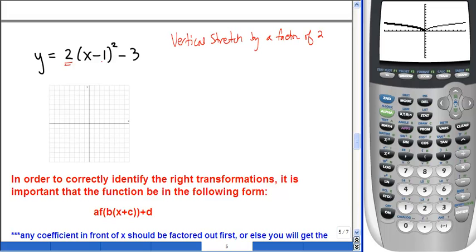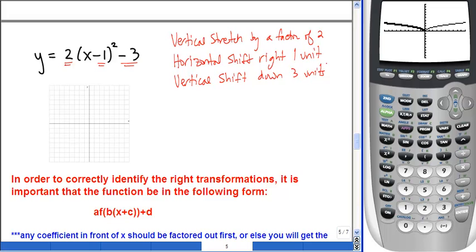The -1 on the inside, remember, if it's on the inside, that's horizontal. So this is going to be a horizontal translation. And because it's a -1, we're actually going to go right 1. So this is a horizontal shift, right 1 unit. And then finally we have that -3 on the outside, so we're back to being a vertical change. And this is going to be a vertical shift. Since it's a -3, that means we're going to go down 3 units.